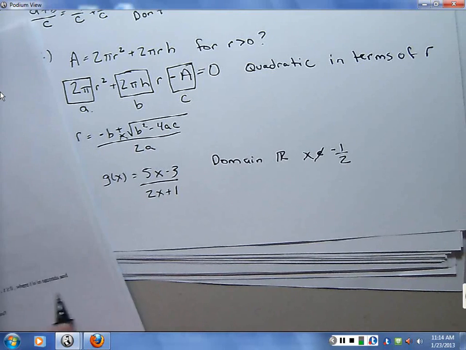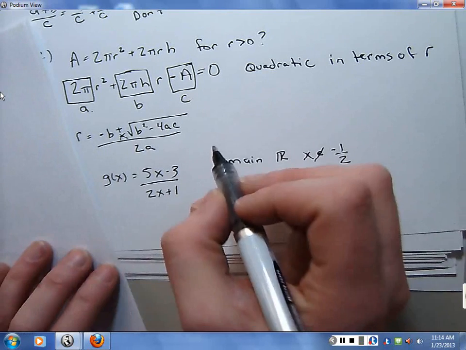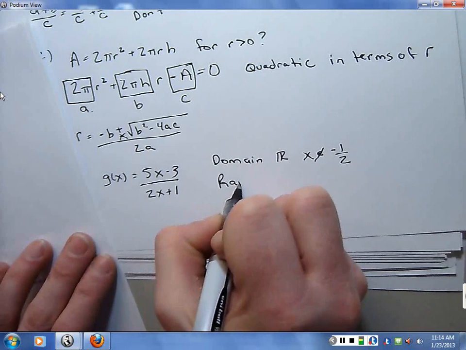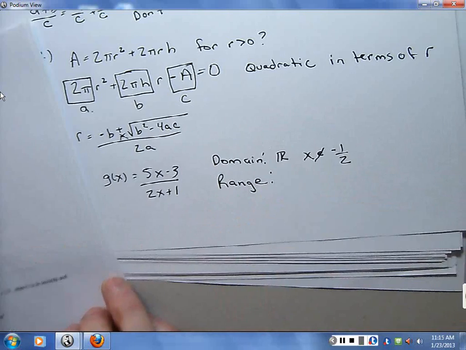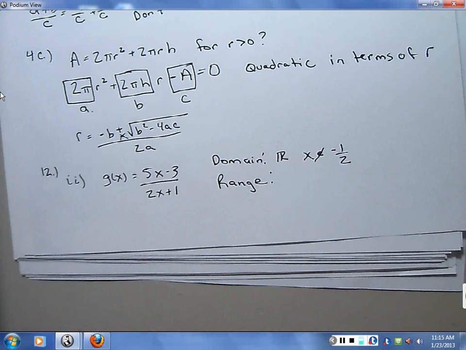But the question was on the range. The range, sorry. What would be the range of this function? Think of horizontal asymptotes, right? Because that would be outputs, right? So if I talked about graphing this in college algebra, we would find we have a vertical asymptote at x equals minus 1/2. How did we find horizontal asymptotes?